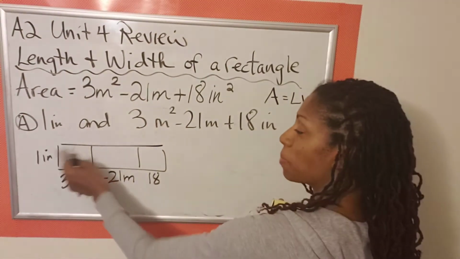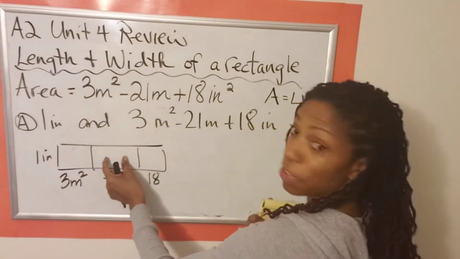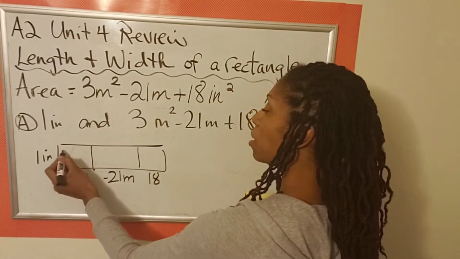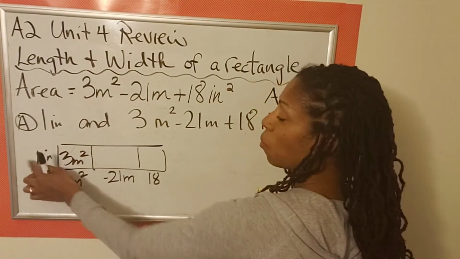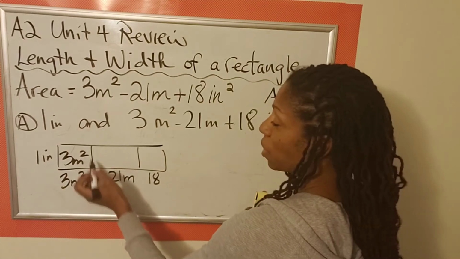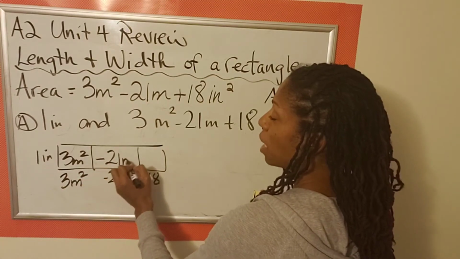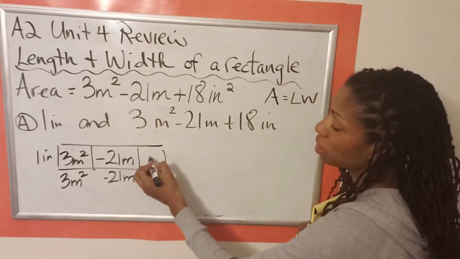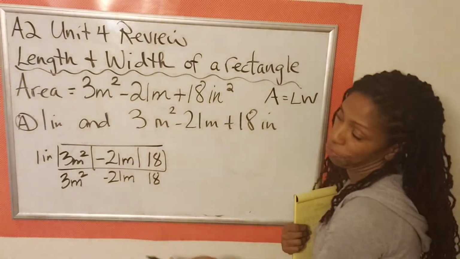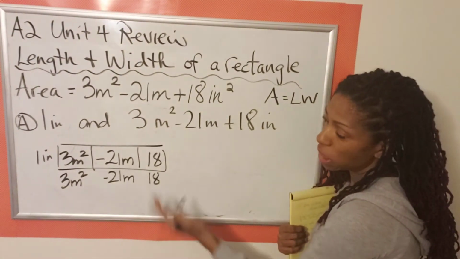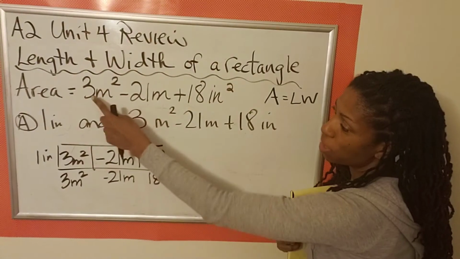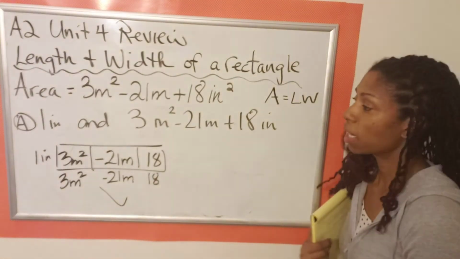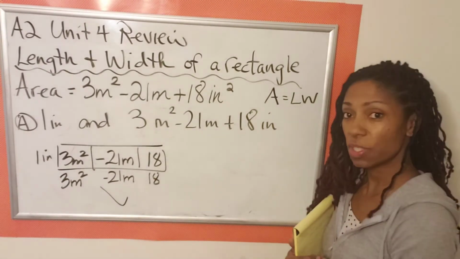And then we'll just multiply to find the area of each of these little pieces. So 1 times 3m squared is 3m squared. 1 times negative 21m is negative 21m. And then 1 times 18 is 18. So does this area match this area? Yeah, it sure does.